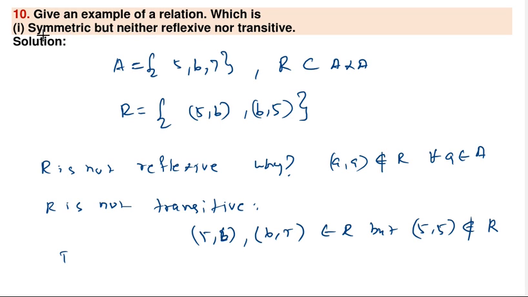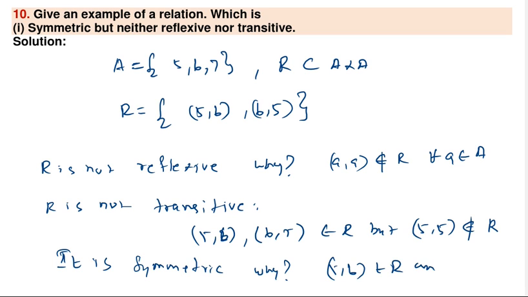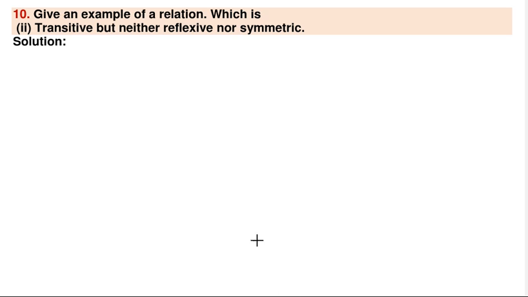Now we have to check whether it is symmetric or not. It is symmetric. And why? (5,6) belongs to R, and its reverse relation (6,5) also belongs to R. Okay, this is the 10th question, subdivision 1. We will move to the next subdivision of question number 10.